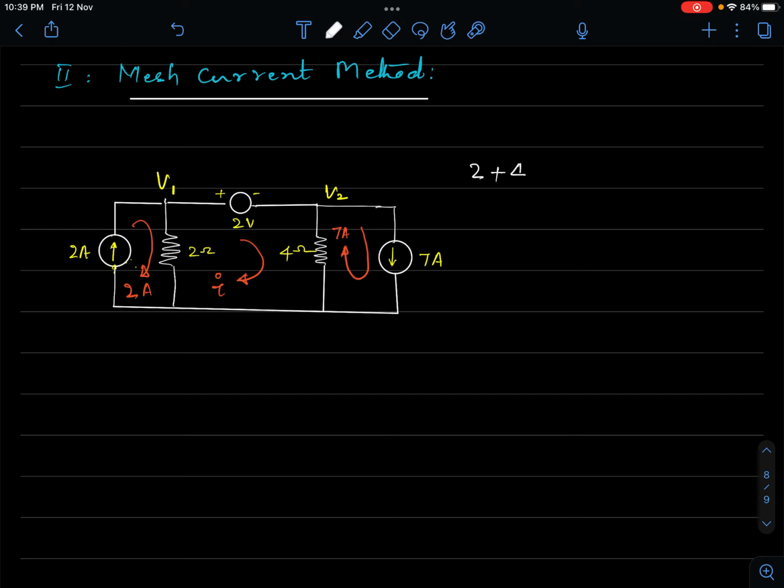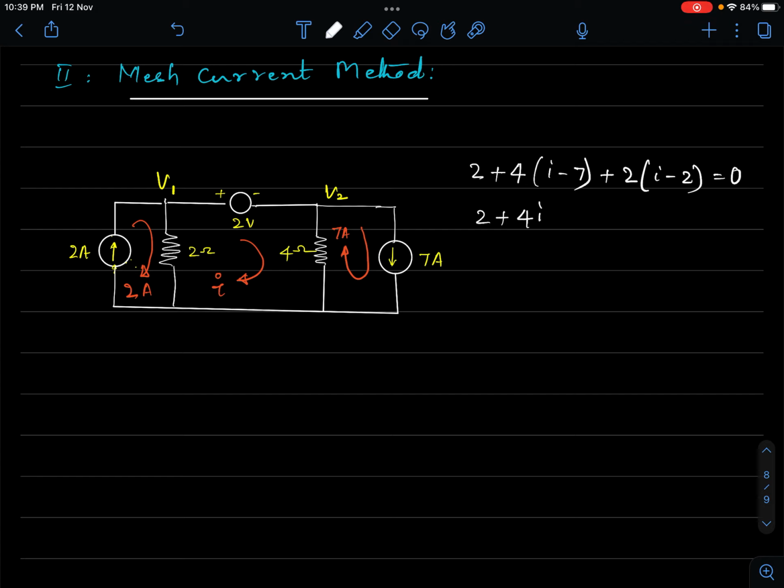Then I'll go this way, top to bottom along 4 ohms. So I take 4 into the resistance current, and the top to bottom current is obviously I minus 7. I is flowing from top to bottom, 7 is flowing from bottom to top, so I minus 7 will go from top to bottom. Then plus 2 into, what is the current from bottom to top? The clockwise current is I minus 2, equal to 0. I have come back to the starting point.